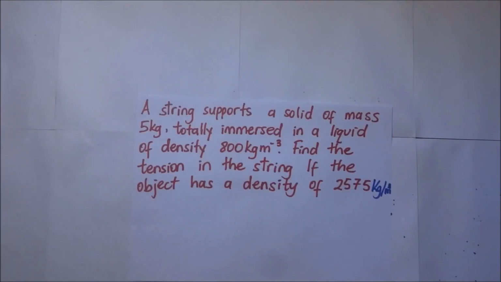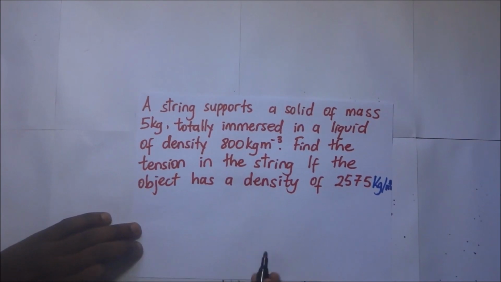A string supports a solid of mass 5 kilograms totally immersed in a liquid of density 800 kilograms per meter cubed. Find the tension in the string if the object has a density of 2575 kilograms per meter cubed. This question is related to what we've been doing earlier.